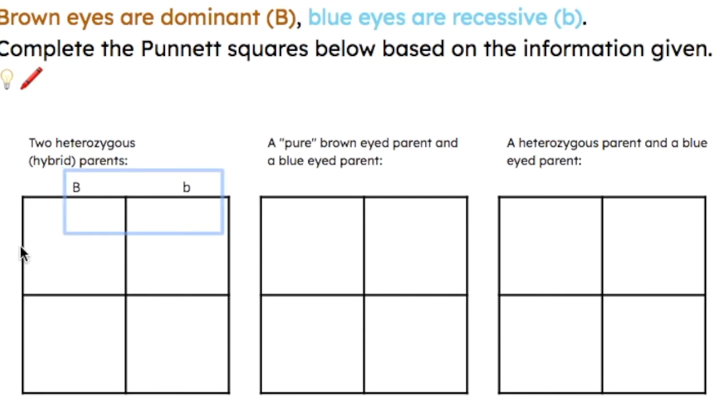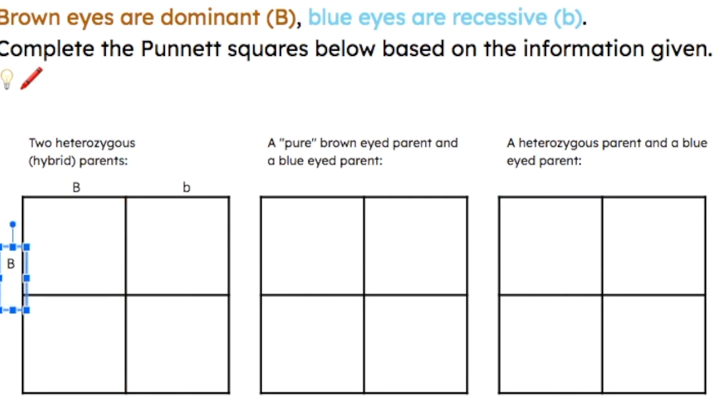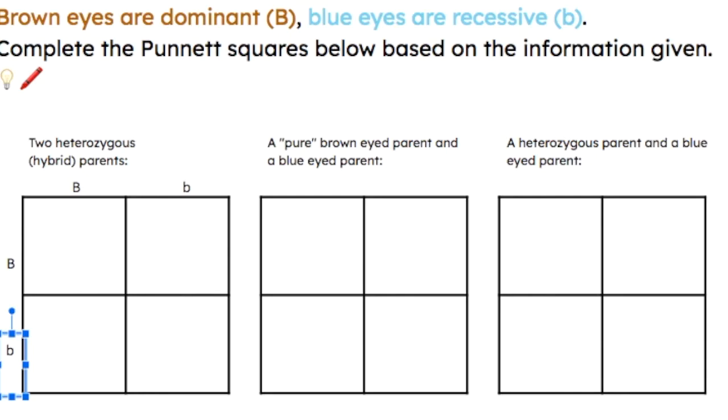Okay, we're going to come down here. We're crossing two of the same type of parent. So we're going to have capital lowercase once again. And I'm going to let you do this square on your own. We'll go over it together tomorrow.